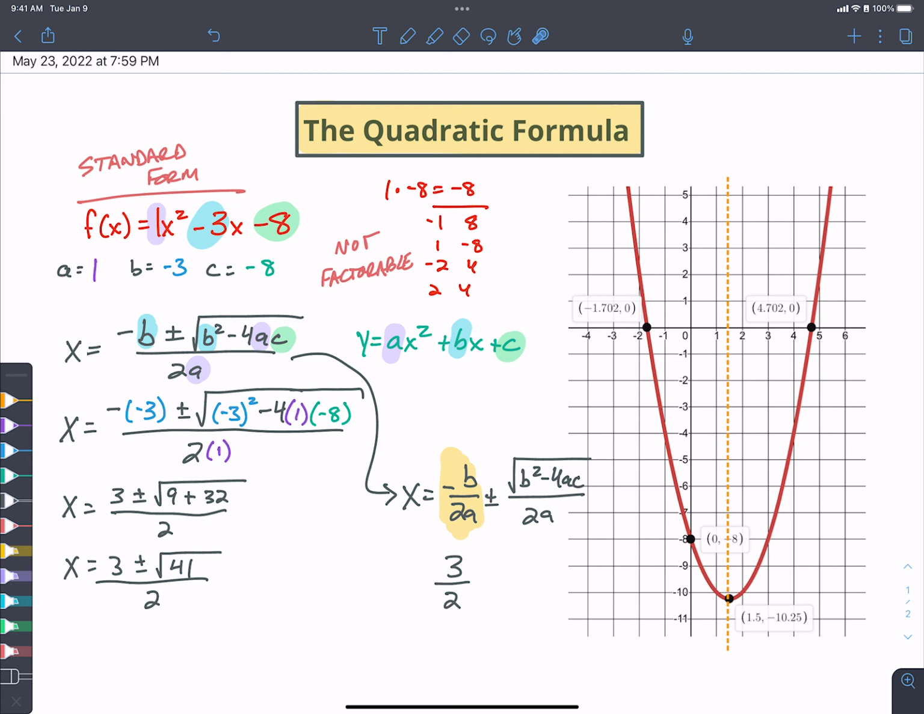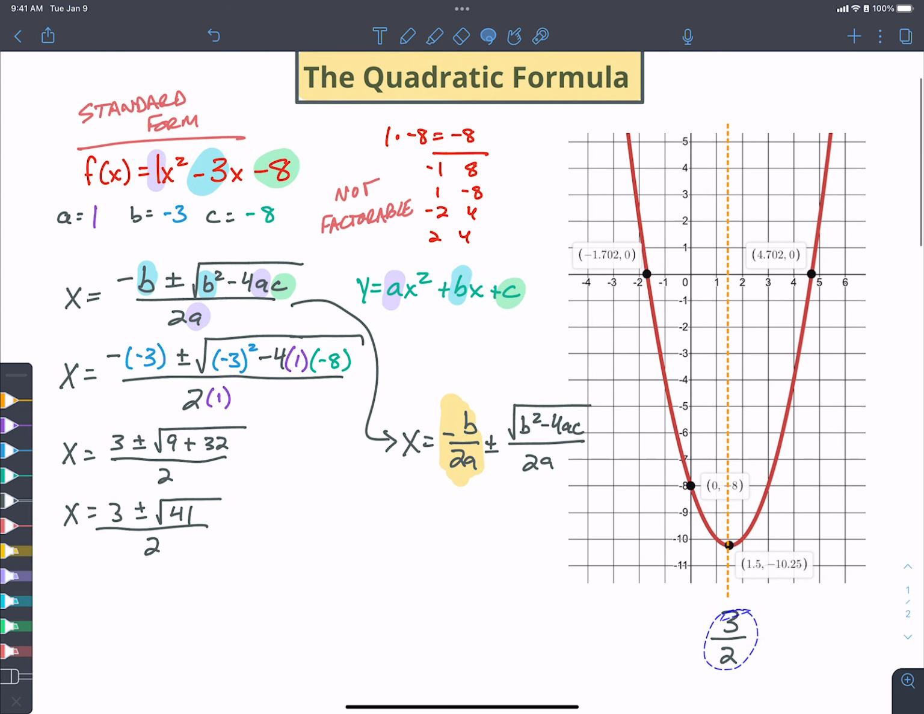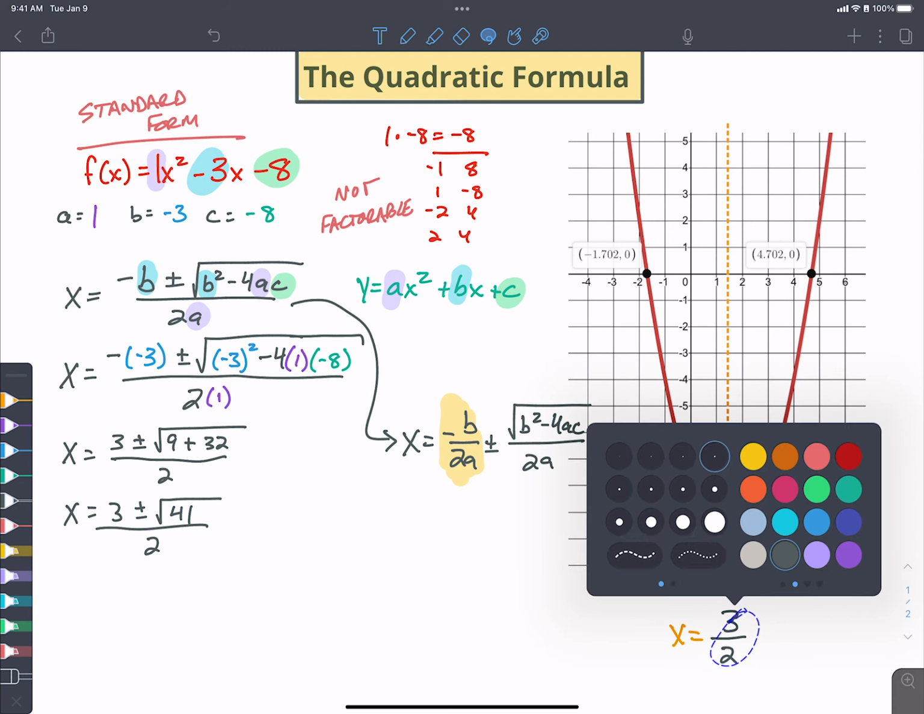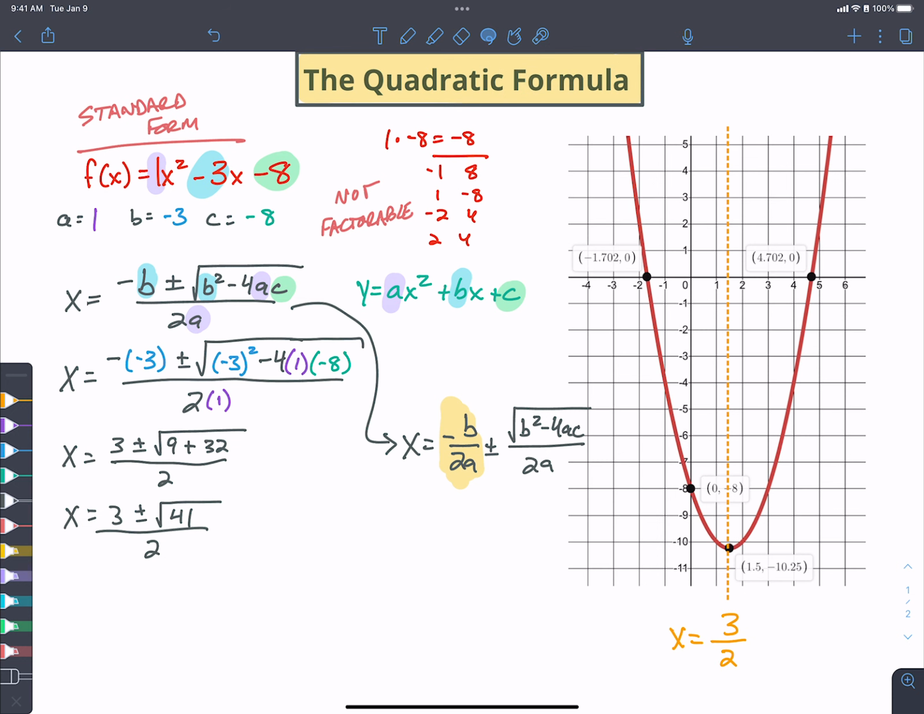But as we're beginning, it's nice to see that this 3 over 2 is indeed our axis of symmetry. So this is our x equals for our axis of symmetry right here. The equation for the axis of symmetry: x equals 3 over 2. So that is the quadratic formula.